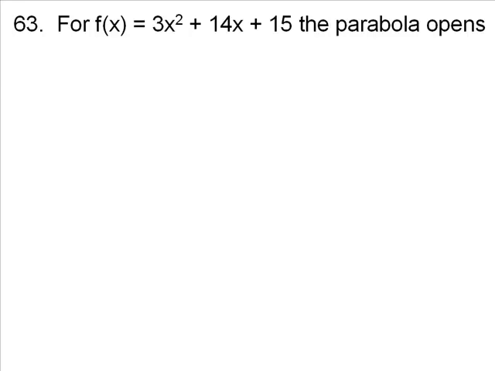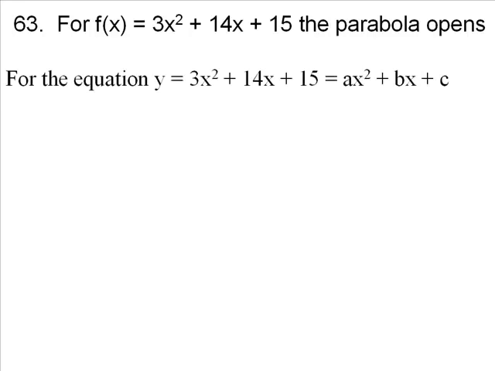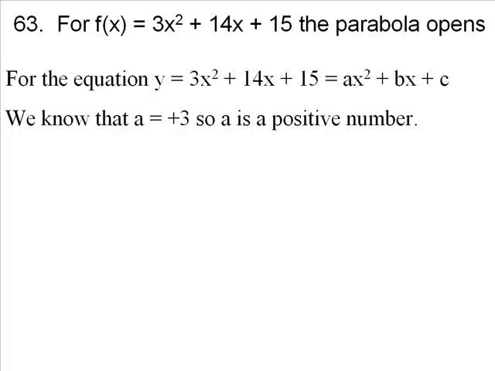We're looking at 3x squared, and we're thinking about the number in front of the x squared term. That's what we call a. It'd be ax squared. So in this case, a is going to be 3, which is a positive number. The degree of this equation is 2. Okay, the degree of the ax squared plus bx plus c is 2. So the degree of the 3x squared plus 14x plus 15 is 2.